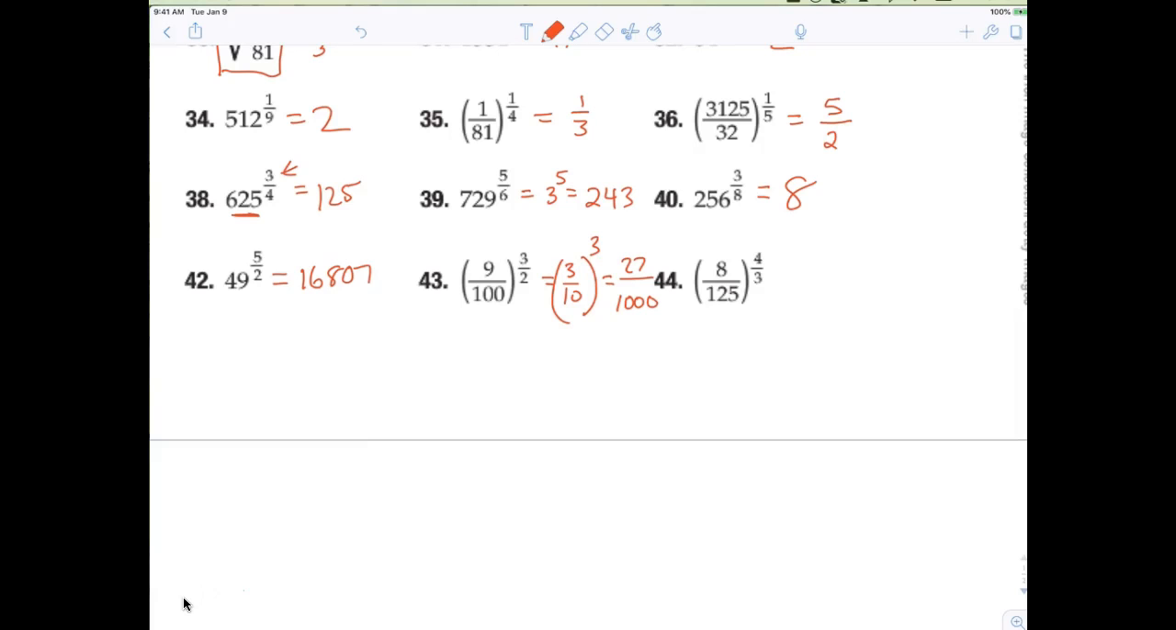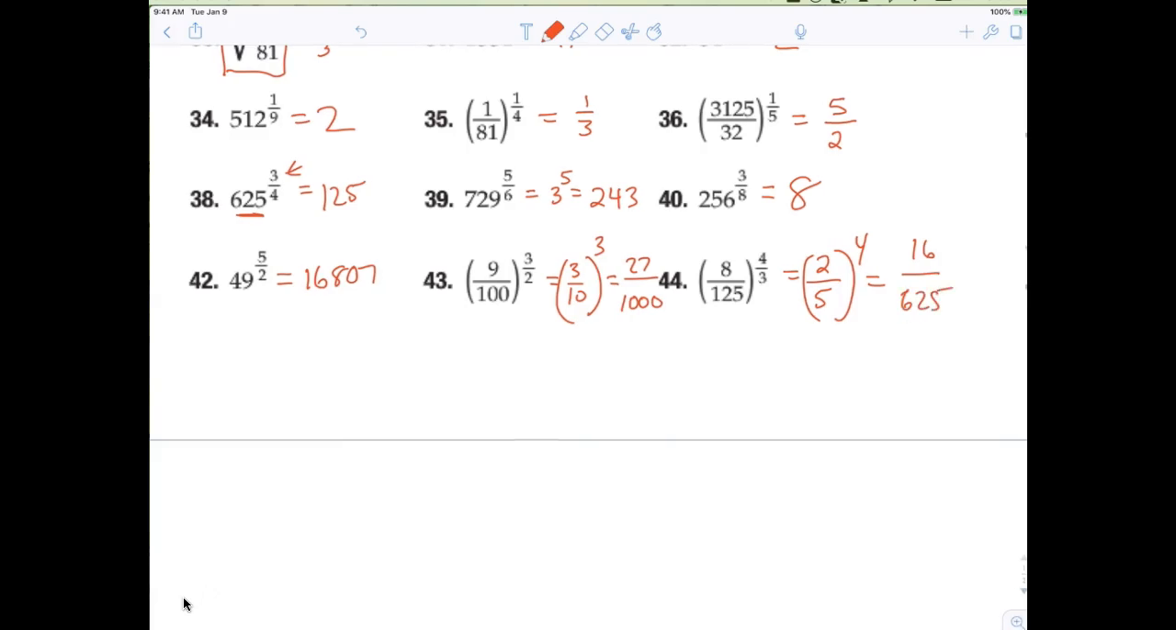Practice again. Last one. Cube root of 8. 2. Cube root of 125. 5. Now we're raising this to the fourth power. 2 to the fourth. 16. 5 to the fourth. That's to the third. 625. Thank you. 625. All right.